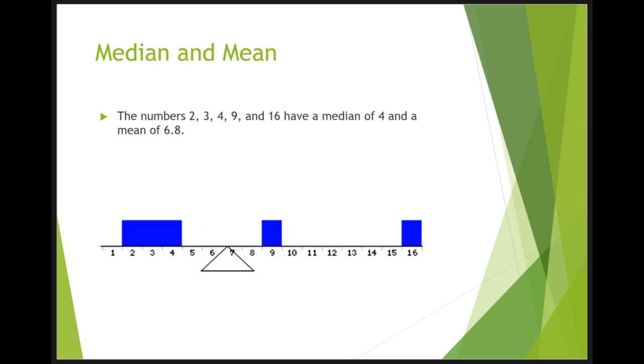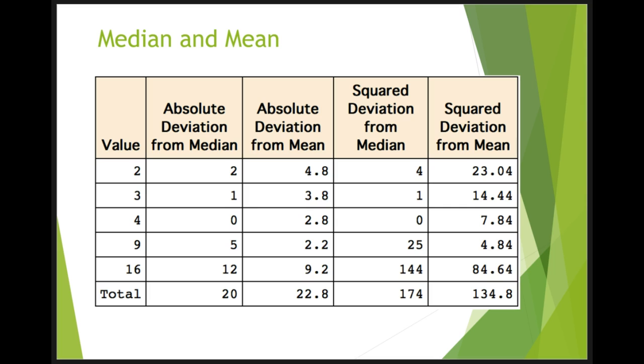To see this in action, let's apply these principles to a set of 5 numbers. We've got 2, 3, 4, 9, and 16 with their median of 4 and their mean of 6.8. You can see that the distribution indeed balances at the mean of 6.8 and not the median of 4. Here we compare the mean and the median for this small set of data. The median is 4.0 and the mean is 6.8.